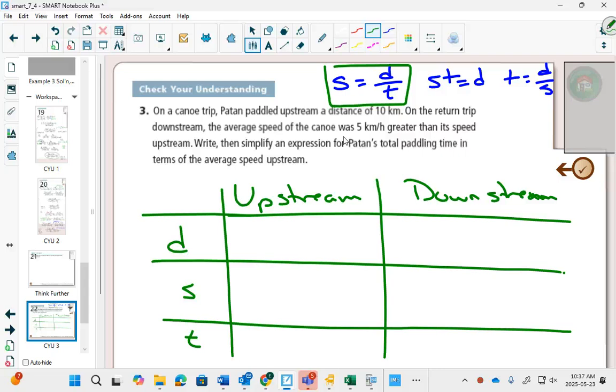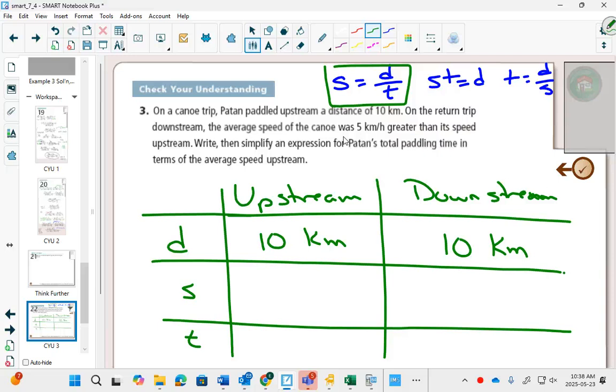Do we know the distance he traveled upstream? So you read the whole question. Does it tell us how far he's traveling upstream? Yes, 10 kilometers. Perfect. Do we know how far he's going to travel downstream? Well, he turns around and comes right back to where he started, so does it make sense that those two distances are the same? 10 kilometers.